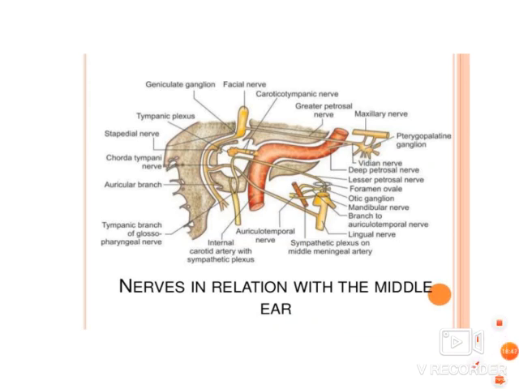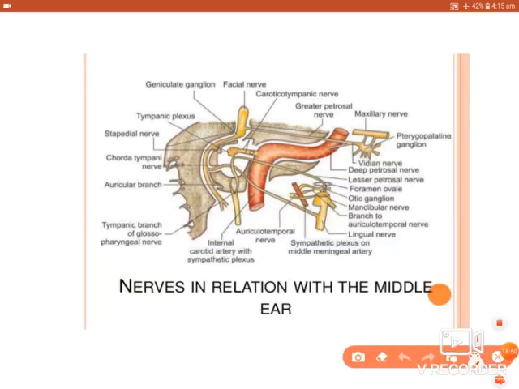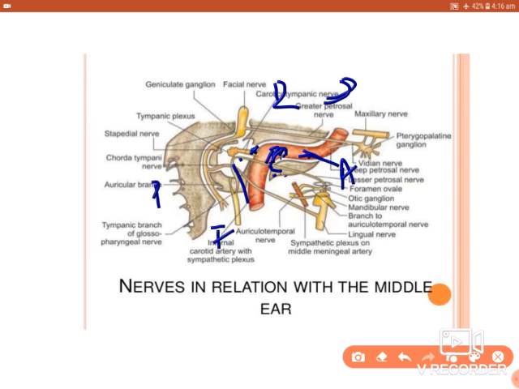Then coming to the relation of the nerves with the middle ear. Here, this is the anterior aspect, this is posterior, this is the roof, this one is the floor, and this one is the tympanic cavity. Here, this is the internal carotid artery. There is the sympathetic plexus there. From there, this is the caroticotympanic nerve coming. So the anterior wall is related to the caroticotympanic nerve and the internal carotid artery. The caroticotympanic nerve goes into the tympanic cavity.